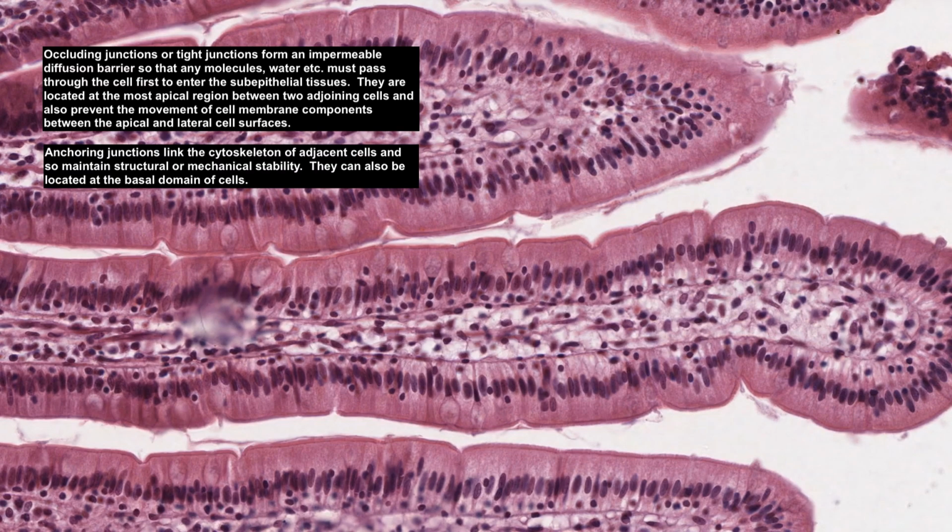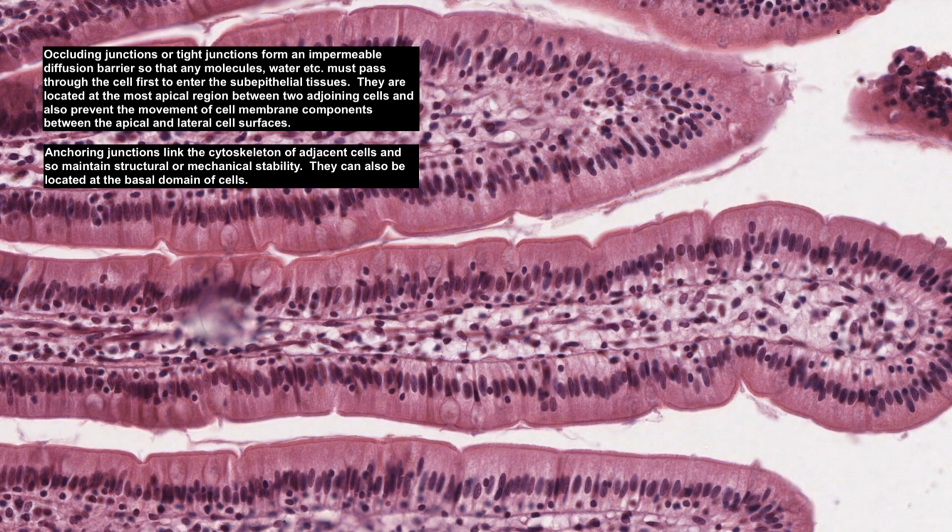A number of structural complexes join individual epithelial cells together near the apical surface. They're collectively termed the junctional complex, and there are three types. They can really only be observed when viewing high magnification electron microscope images of adjoining cells.